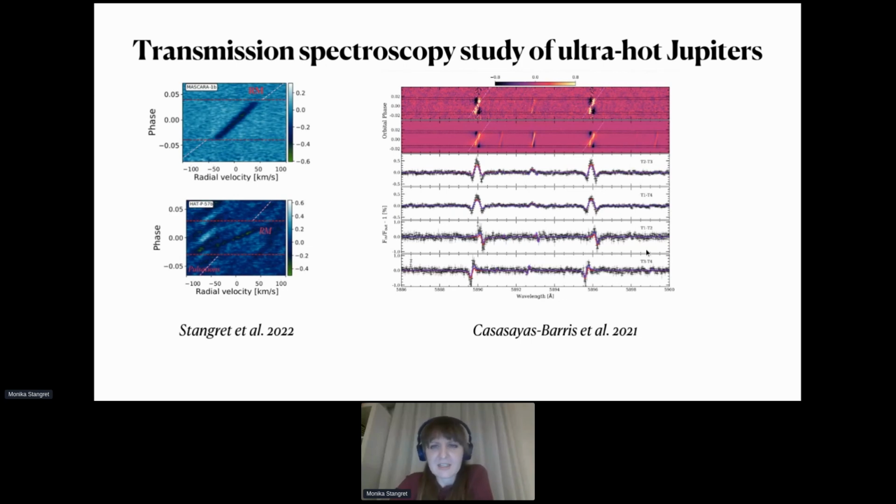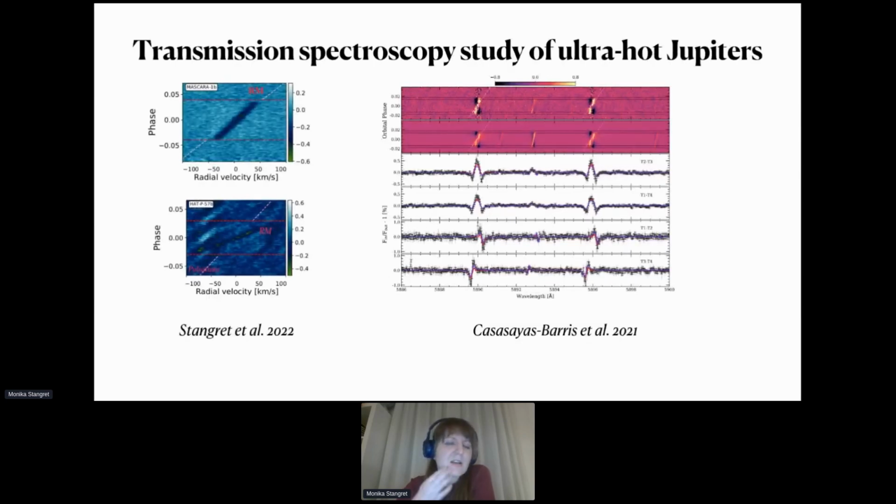So this paper by Núria Casasayas shows that we are not sure if this first detection was a real first detection, because probably they detected a residual Rossiter-McLaughlin effect, which shows a little bit of signal that looks like a detection, but we are not able to go behind this effect.